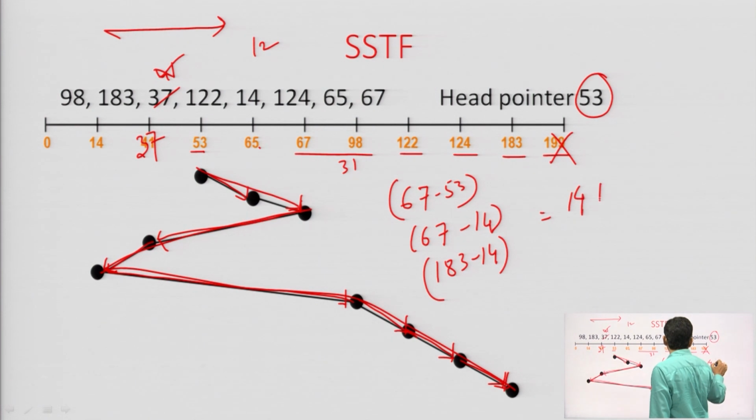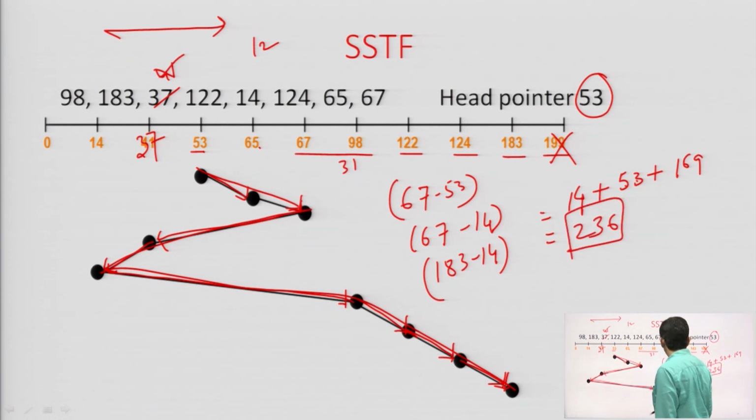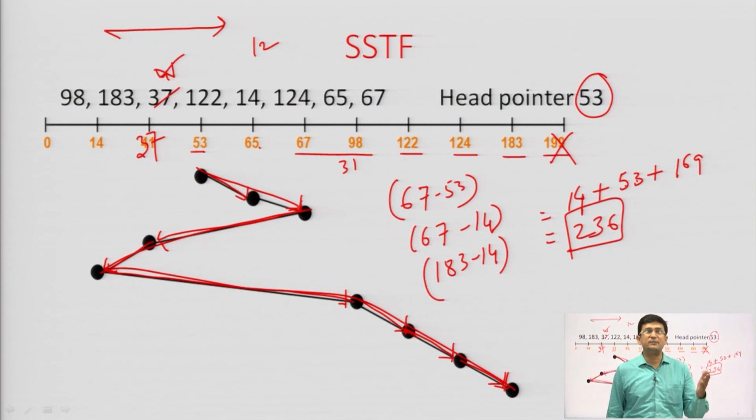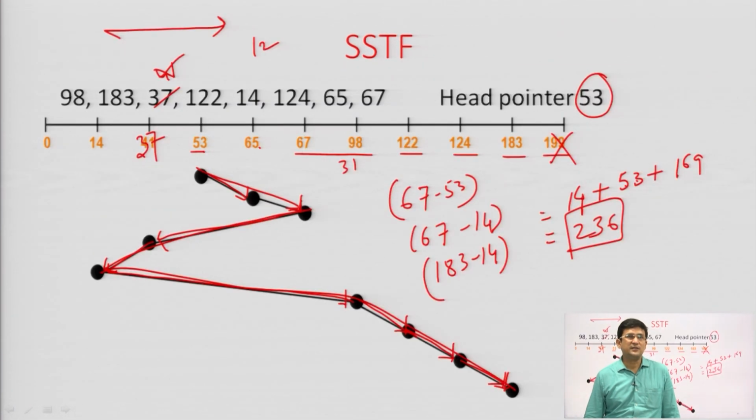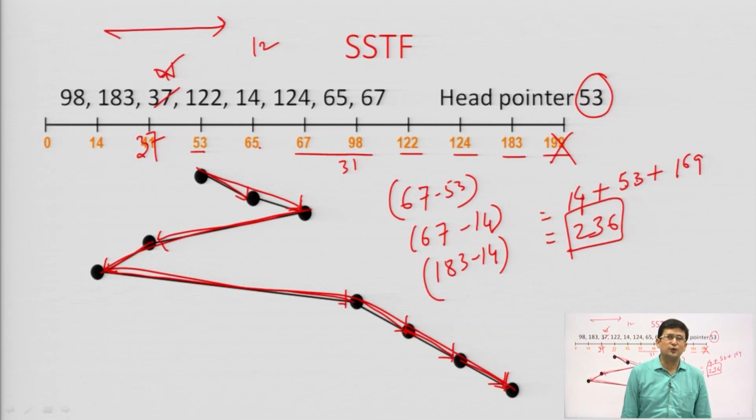So the total distance will be 14 plus 53 plus 169. So altogether it will be 236 is the total movement of the disk arm, or the disk arm had to travel these many tracks for serving the request. Now with the help of the FCFS scheme, we have seen that 631 movements were required. In the case of SSTF only 236, so it has reduced to 1/3.